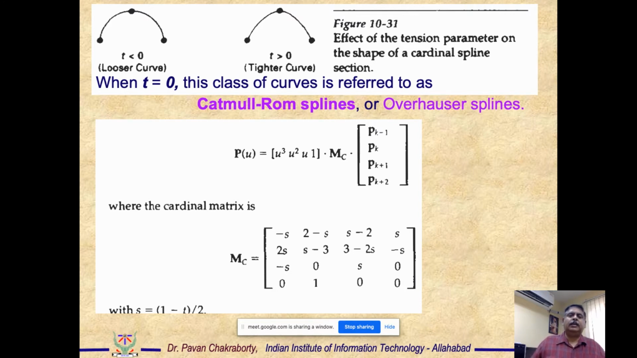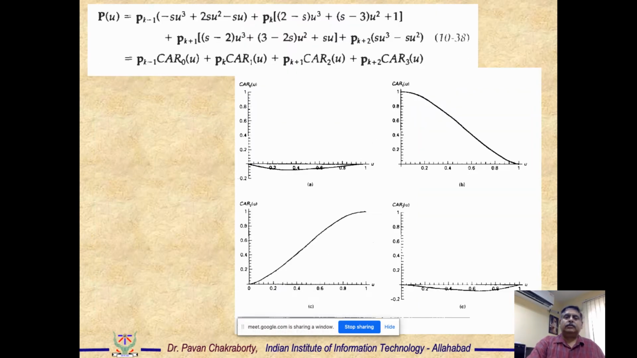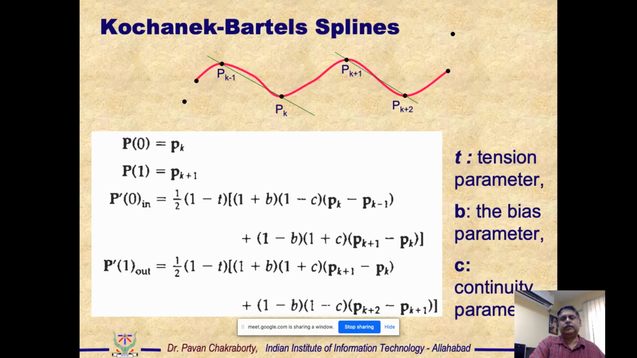So the same thing, I could write this Catmull-Rom spline in the manner shown here, where S is defined as 1 minus t divided by 2. So you see here the matrix is now not independent. It is now dependent on a parameter S, and this parameter S defines the tension parameter. So these are the four blending functions of the Catmull-Rom spline function. So that was about the Catmull-Rom spline.